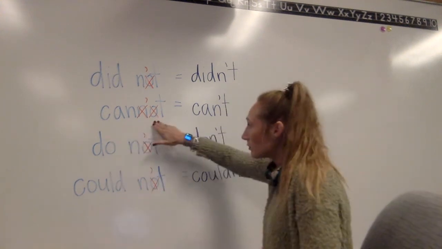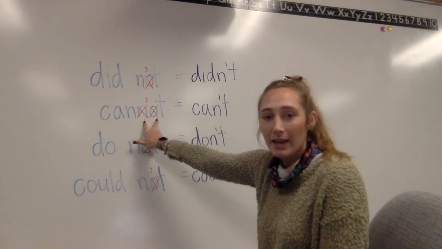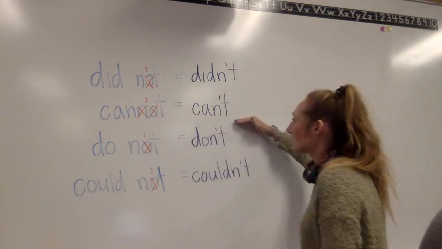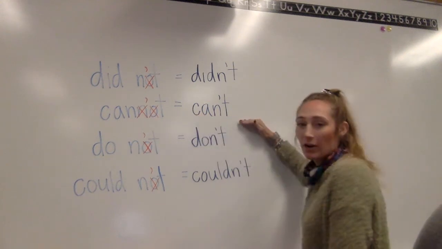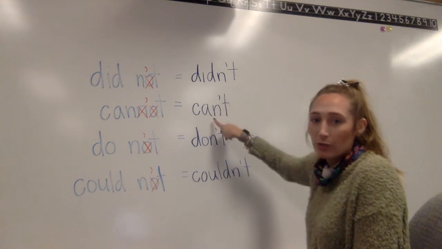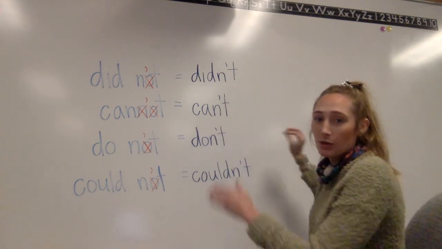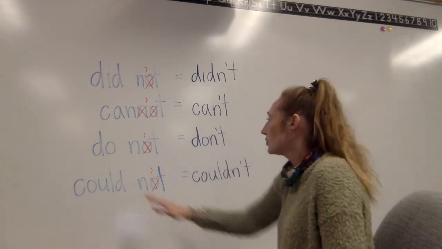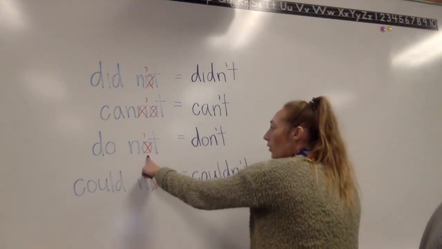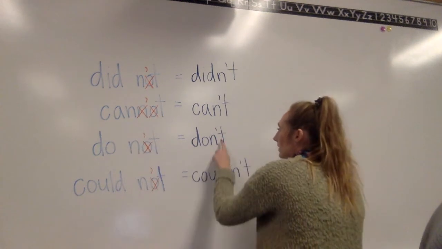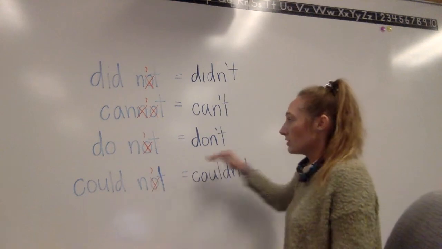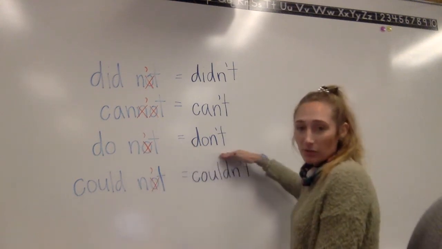Cannot. We take out one N and the O and add one apostrophe. For can't, the contraction there is can't. And you add the apostrophe where you marked out your letters. So we combined it. Do not. You combine those words. We take out the O and add an apostrophe. So there's no O, and we put our apostrophe right there for don't. Do not. The contraction for it is don't.